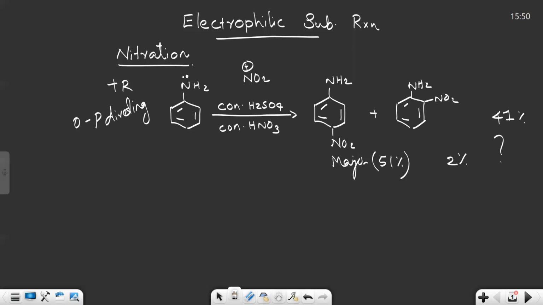See, the aniline NH2 group is a Lewis base, and we add concentrated sulfuric acid and nitric acid to it. That means we add a strong acidic medium. In this strong acidic medium, aniline gets protonated to form anilinium ion, an acid-base reaction. Aniline is a Lewis base and we add strong H plus ion, so NH2 accepts this H plus ion to form anilinium ion. This one is anilinium ion, NH3 plus.